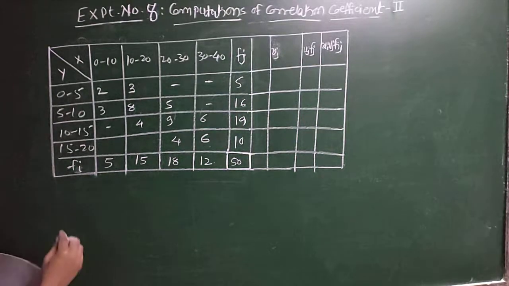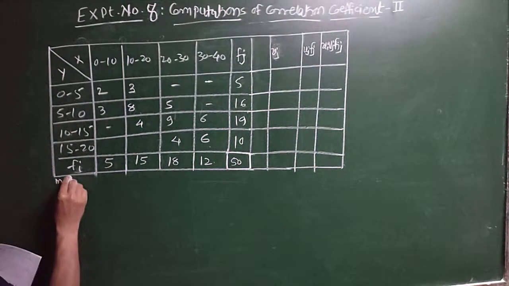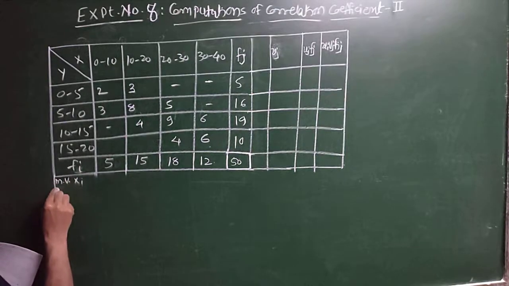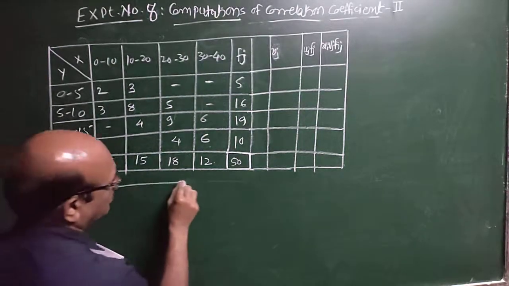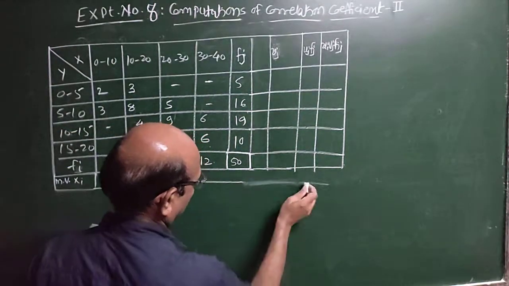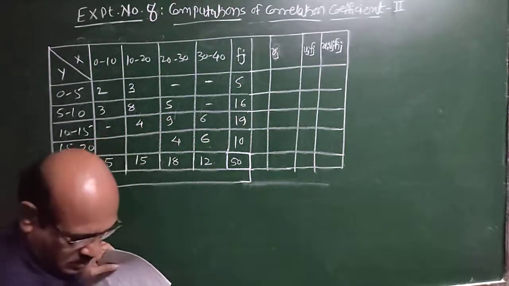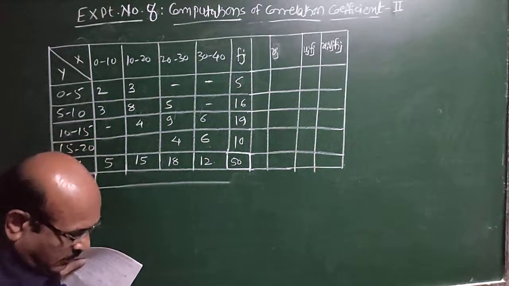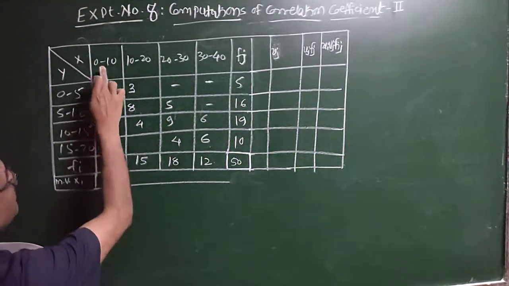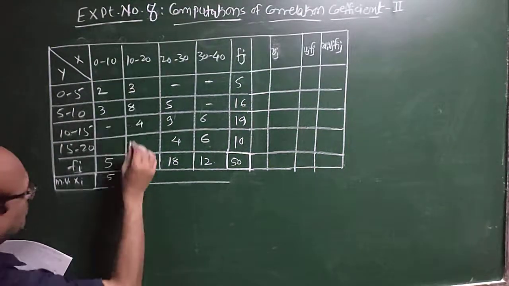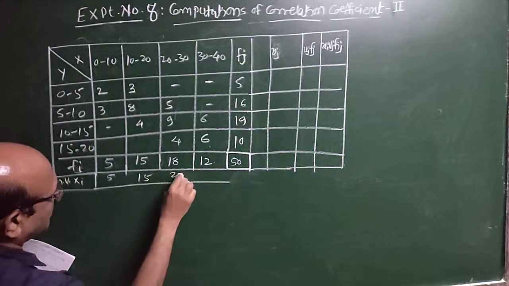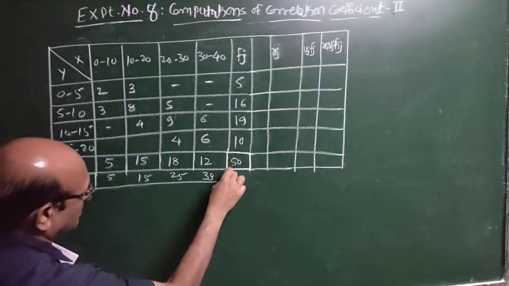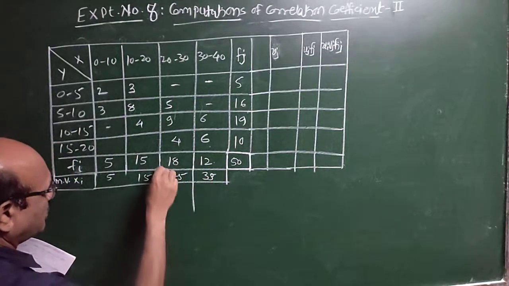Now what is the next column? You have to obtain the mid value column as xi in the first row, up to this. The first mid value will be 5, then 15, 25, 35. So these are the mid values.